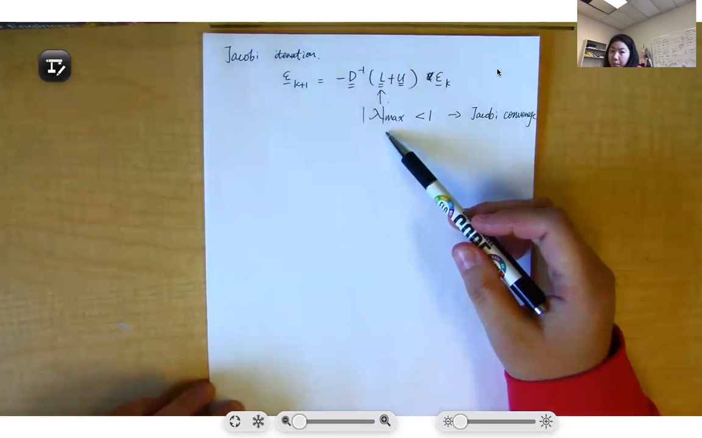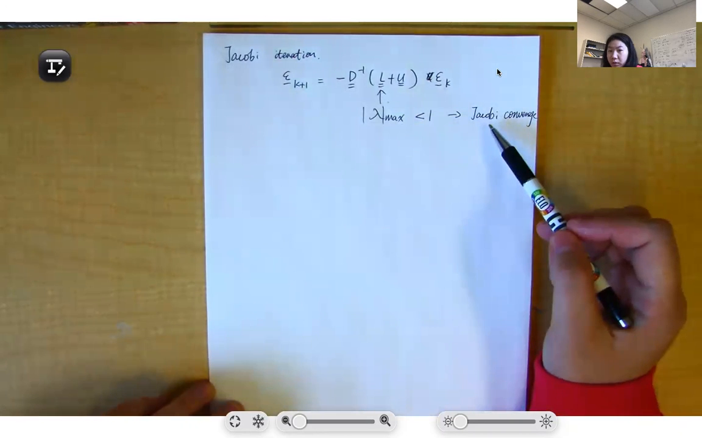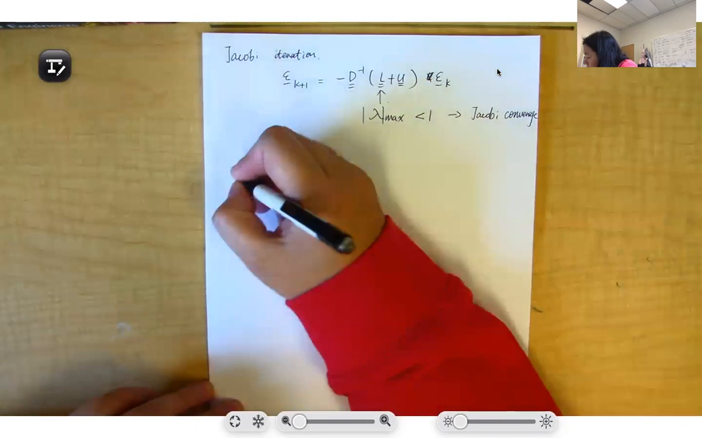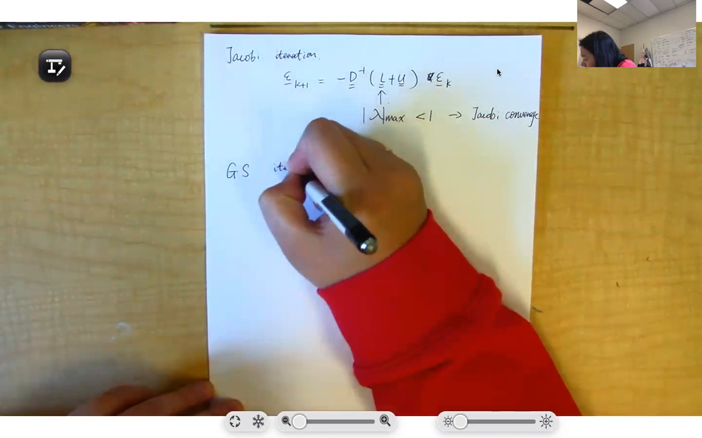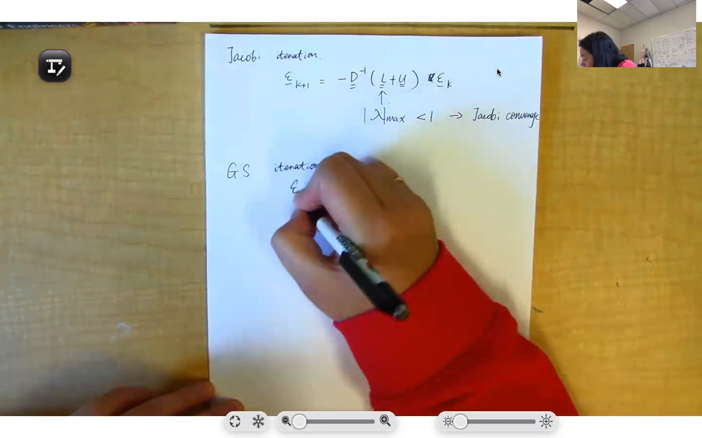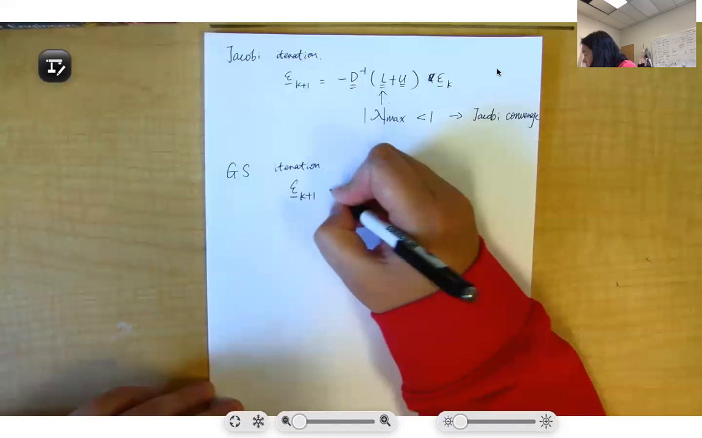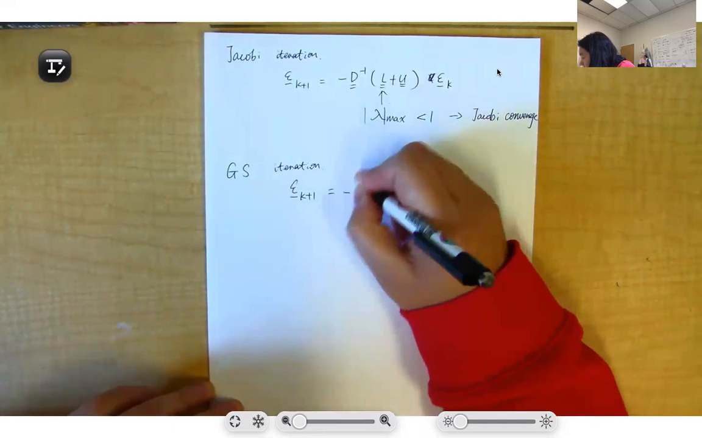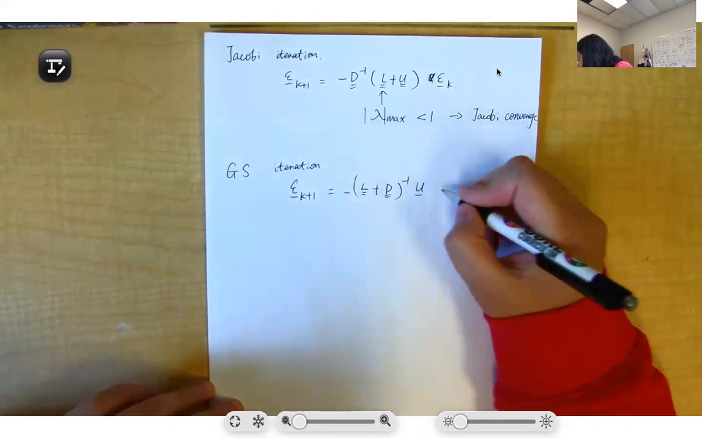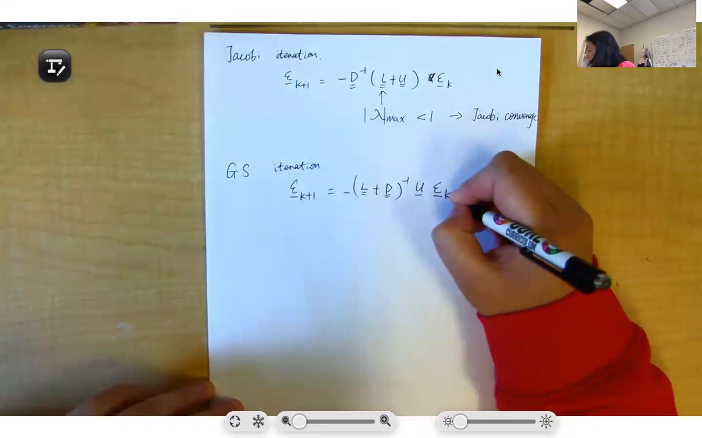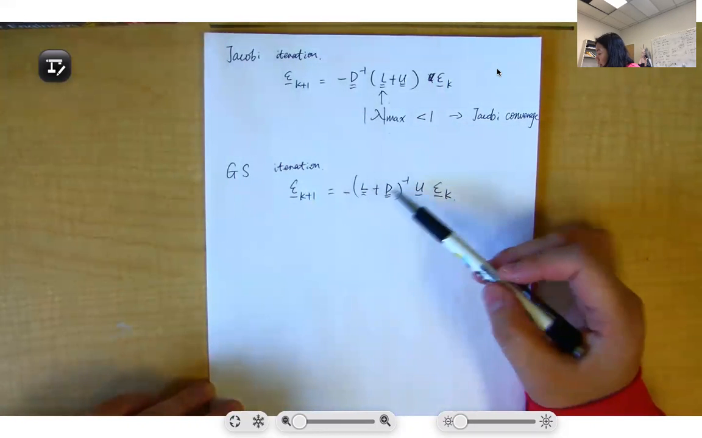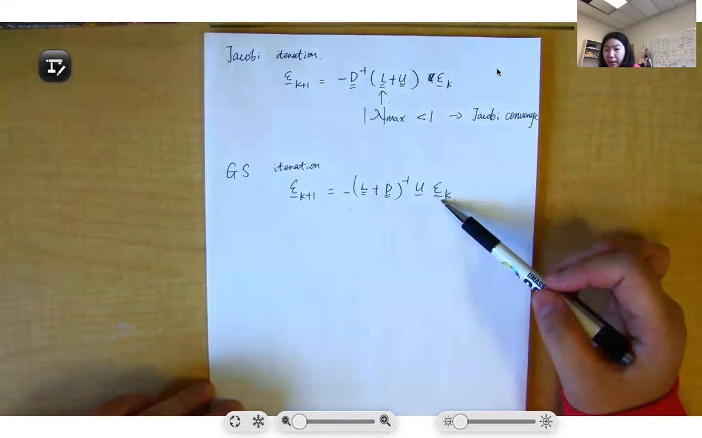If the maximum eigenvalue is over 1, then the Jacobi iteration won't work and the system won't converge. Okay. For the Gauss-Seidel iteration, the error we just derived at k plus 1 will be equal to negative (L plus D) inverse U times the error at k. So the next iteration error will be equal to the error matrix times the current error.